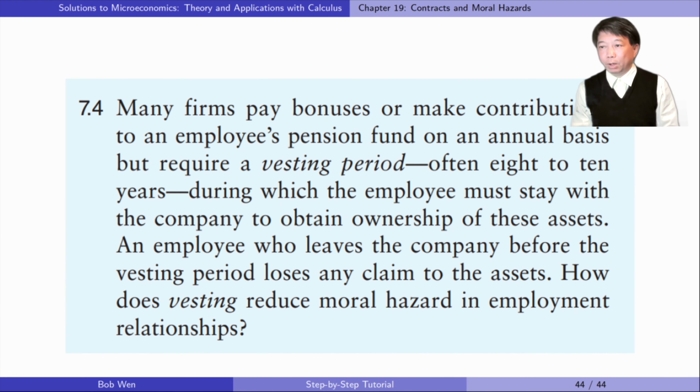Let's tackle the last question, exercise 7.4. Many firms pay bonuses or make contributions to an employee's pension fund on an annual basis, but require a vesting period, often 8 to 10 years, during which the employee must stay with the company to obtain ownership of these assets. An employee who leaves the company before the vesting period loses any claim to the assets. How does vesting reduce moral hazard in employment relationships?